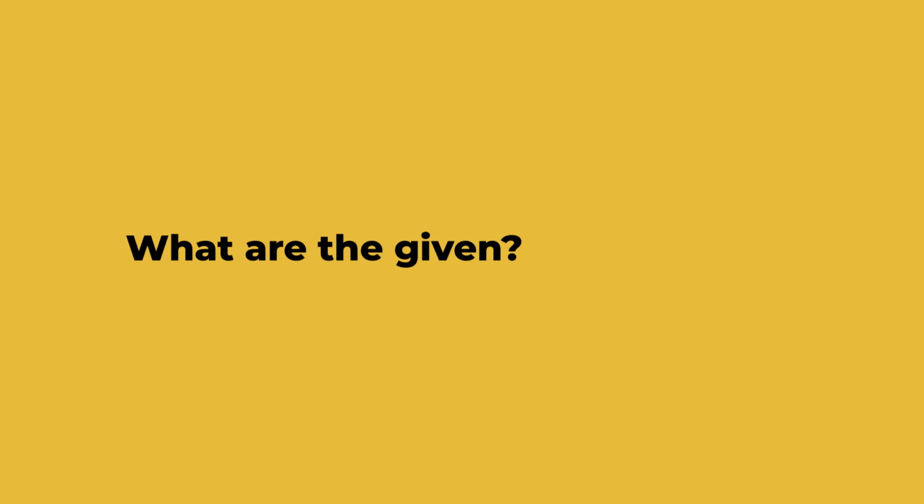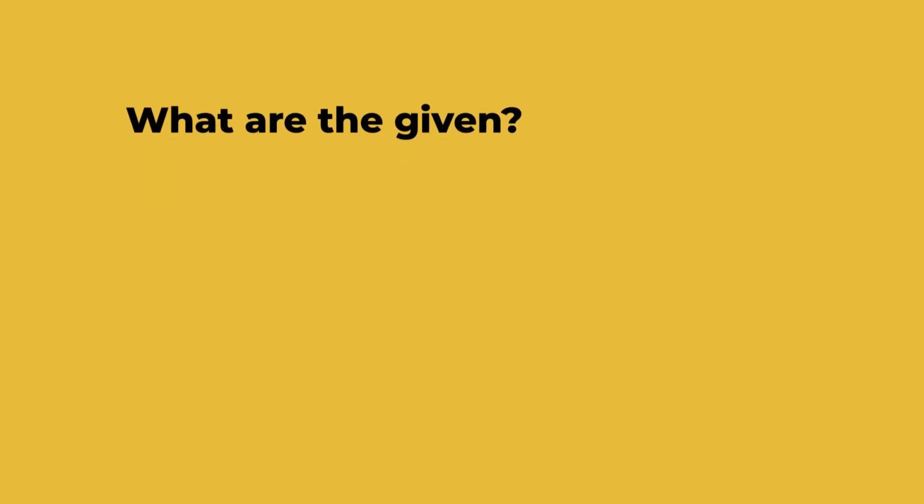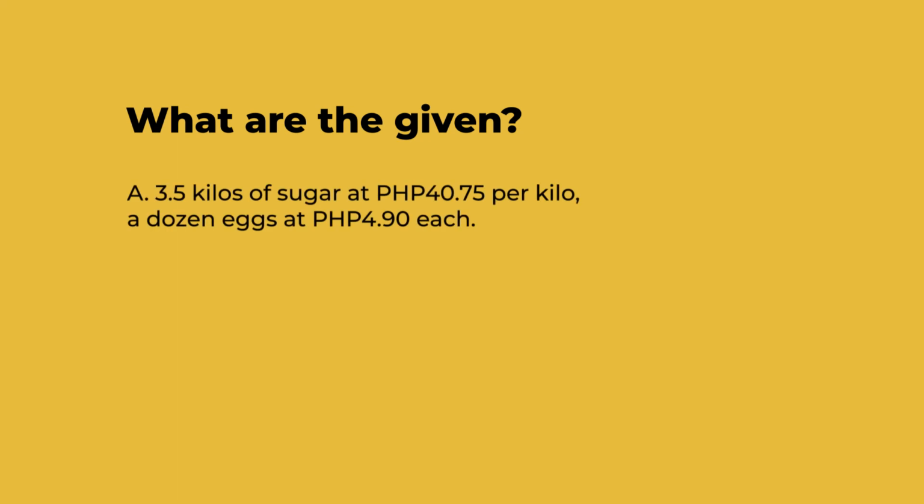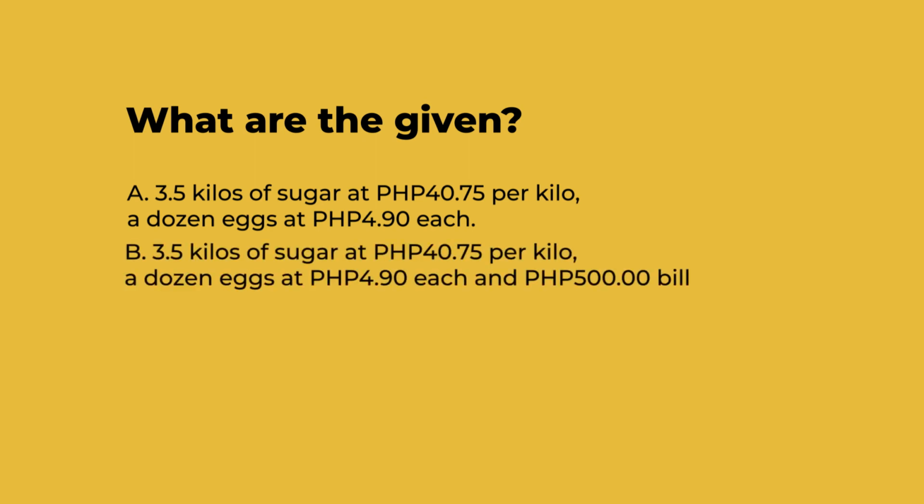Question number 2. What are the given? A. 3.5 kilos of sugar and 500 peso bill. B. 3.5 kilos of sugar at 40 pesos and 75 centavos per kilo, a dozen of eggs at 4 pesos and 90 centavos each, and a 500 peso bill.